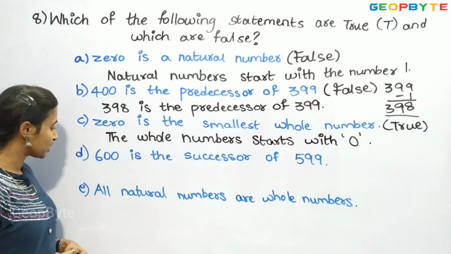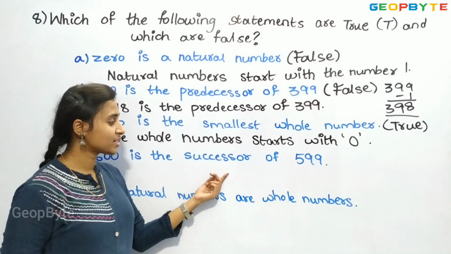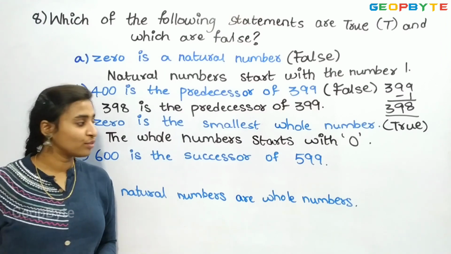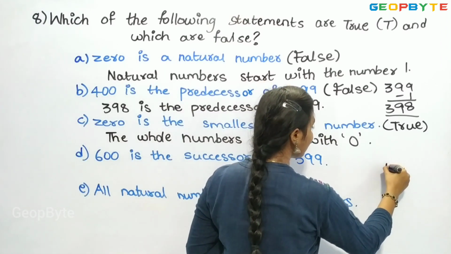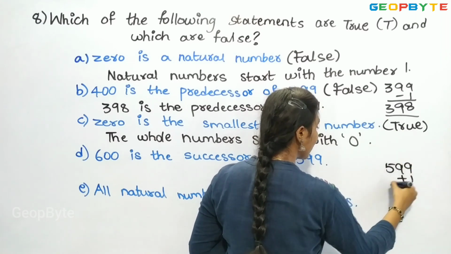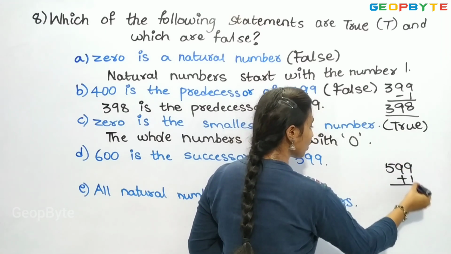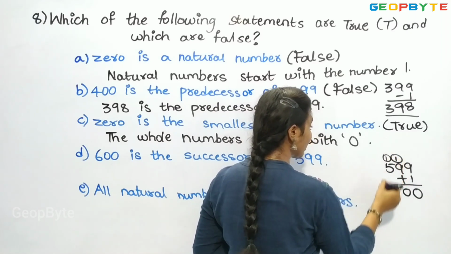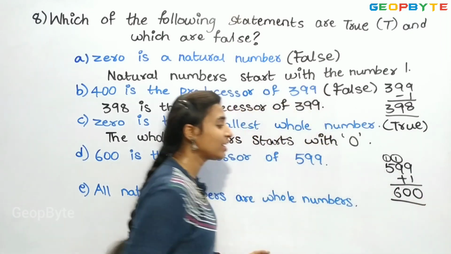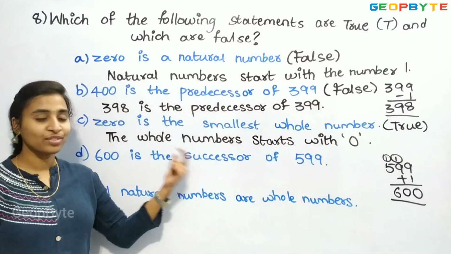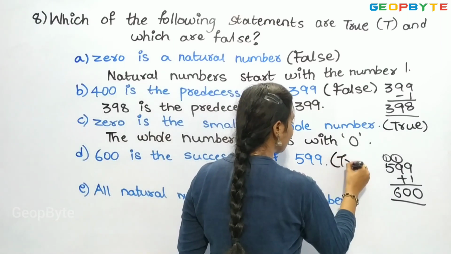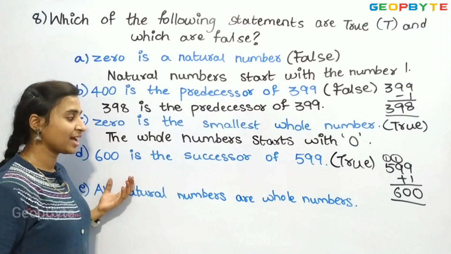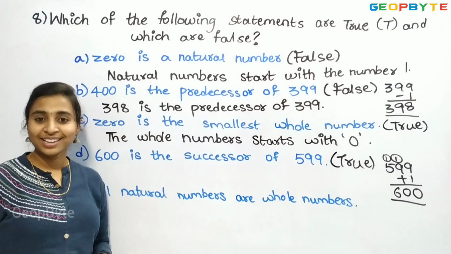Now let us see the next one. 600 is the successor of 599. See, successor means we need to add 1. So when we add 599 plus 1, 9 plus 1 is 10, write 0 here, carry 1 here. 9 plus 1 is 10, write 0 here, carry 1 here, 5 plus 1 is 6. We got 600 as the successor of 599. So it is true. Right? It is true as we got 600 as the successor of 599.